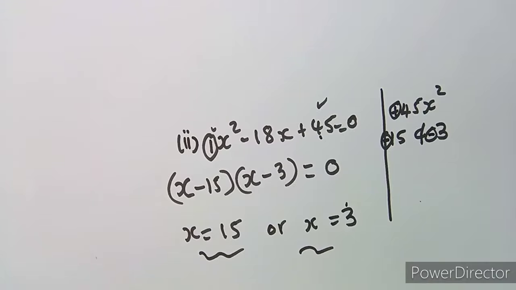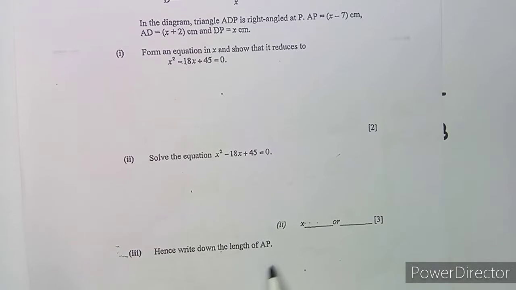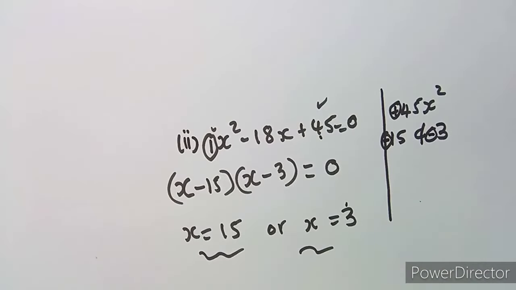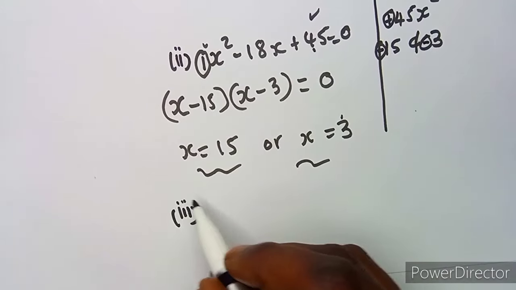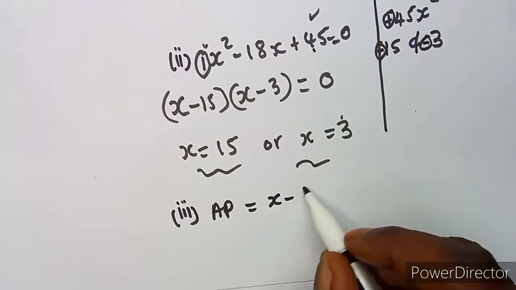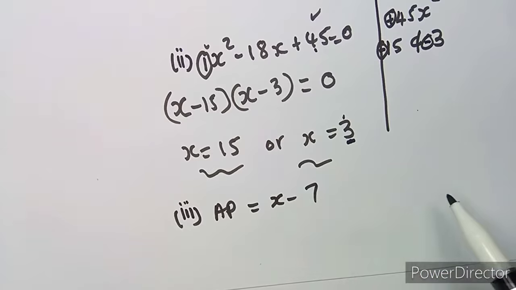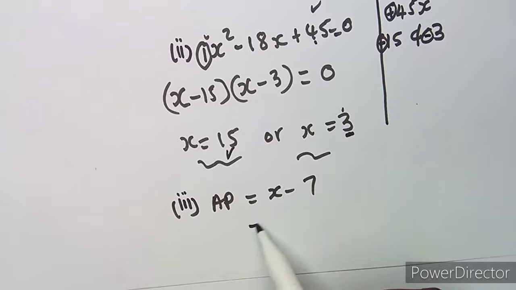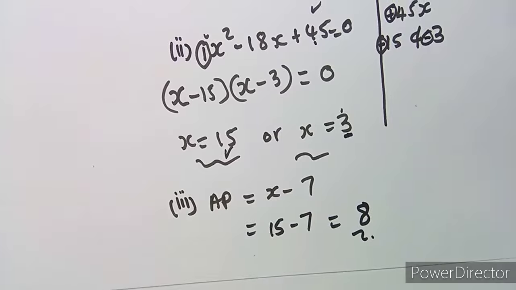So that's it. Then the length of AP, we're asked now to write down the length of AP. So this is your AP here, which is x minus 7. So you're going to take the x here, but as you can see, we can't use 3, because 3 minus 7 is minus 4. So you can't have a length like that. So you're going to use x being 15. So it's 15 minus 7, which is going to give us 8, if we simplify properly.